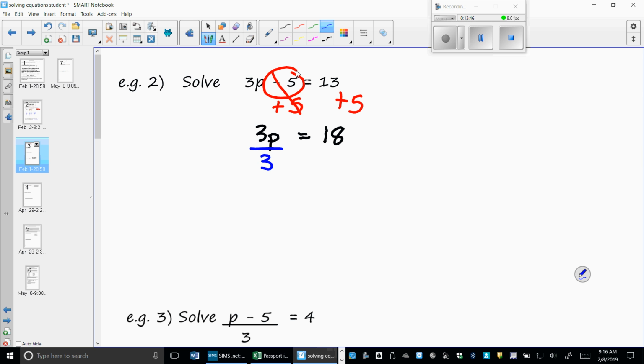And this time, we divided by 3 because it was 3p, yes? Well, luckily, that means our 3 cancels out. So our p is left on its own, and the answer to 18 divided by 3 is 6.